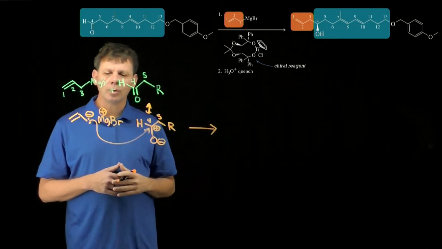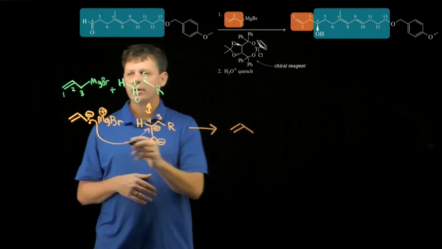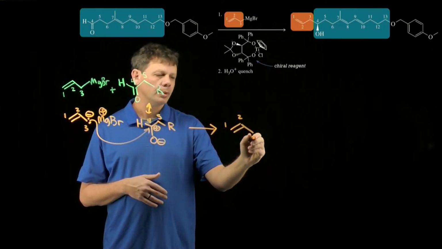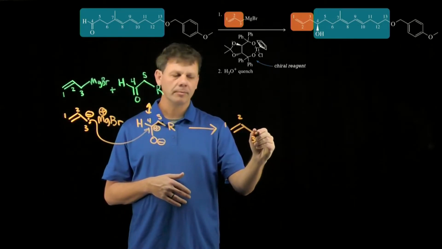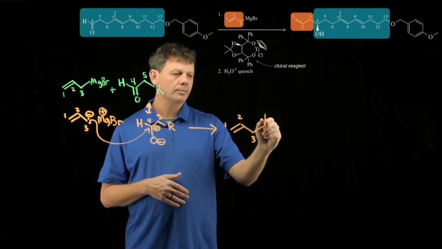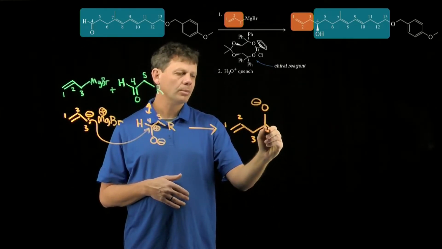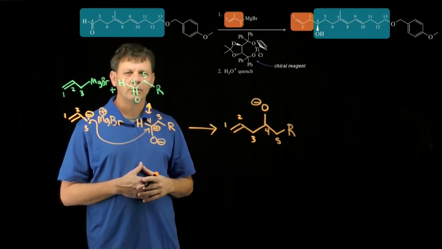When we do that, we'll draw our next product. We want to make sure that we keep our carbons numbered. So we'll do that: 1, 2, 3. Here's carbon 1, carbon 2, carbon 3. We're making a new bond between carbon 3 and carbon 4. So we'll go up to carbon 4. We now have O-. Carbon 5 is here, and then our alkyl group.